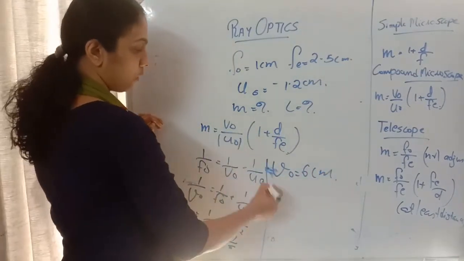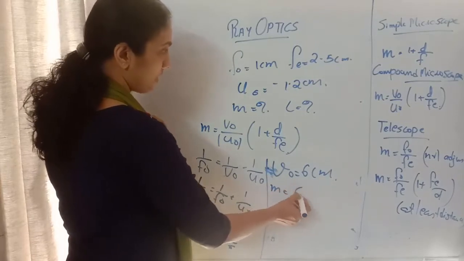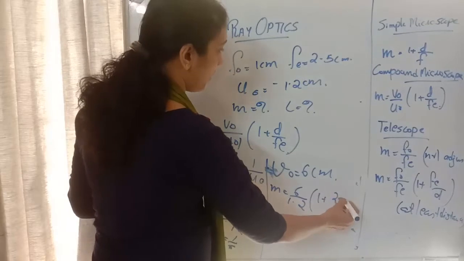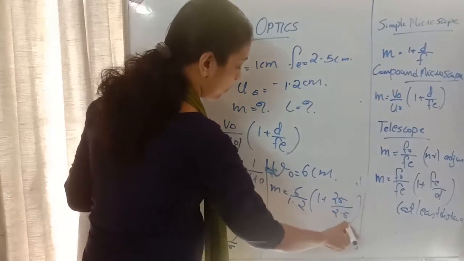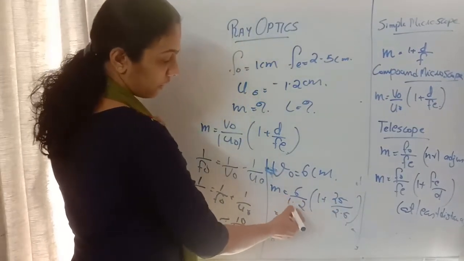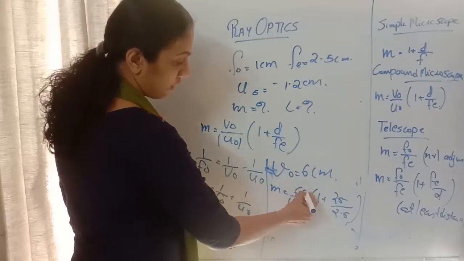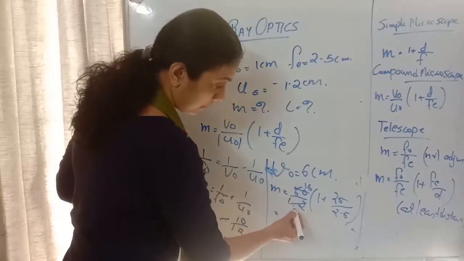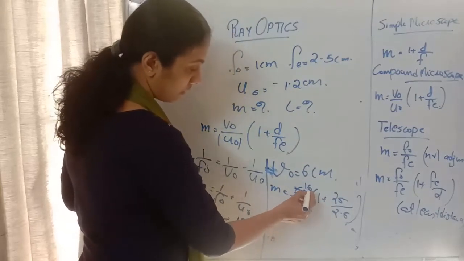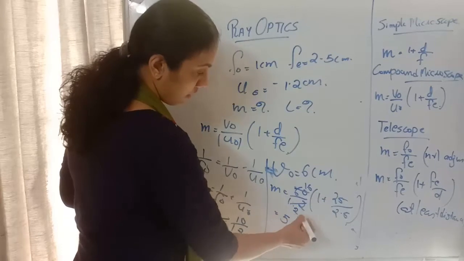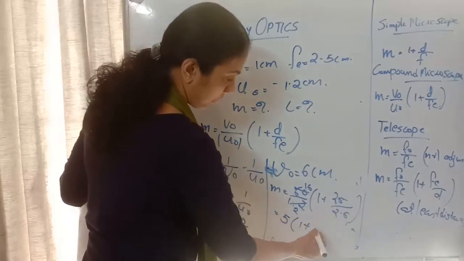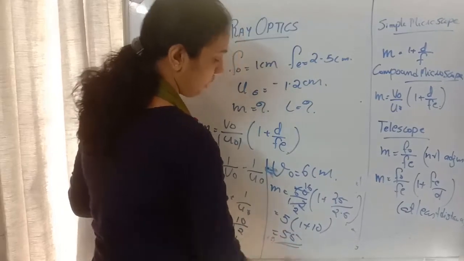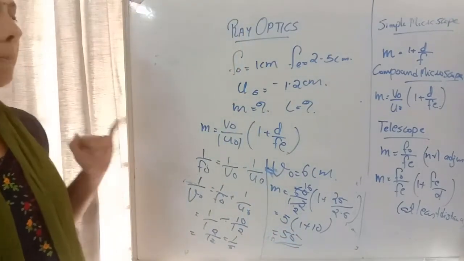So we can substitute over here. M equals 6 divided by 1.2 into 1 plus 25 divided by 2.5. So here you will get it as 60 by 12, so 10 by 2, 5. 5 into 1 plus 10, 11. 11 5s are 55. This is how you will find out the magnification.